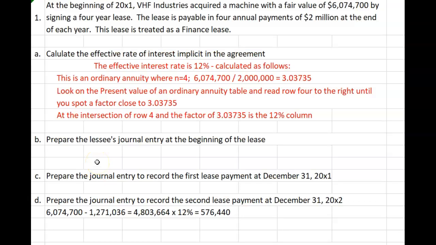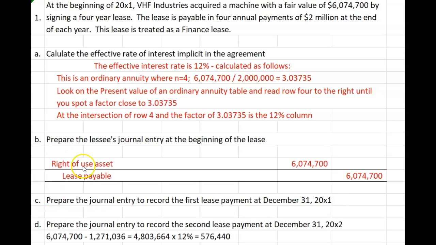Next, you need to prepare the lessee's journal entry at the beginning of the lease. Pause the video, restart the video when you have your journal entry written. Debit a right-of-use asset for the fair value of the machine, $6,074,700, and credit lease payable for the same amount.